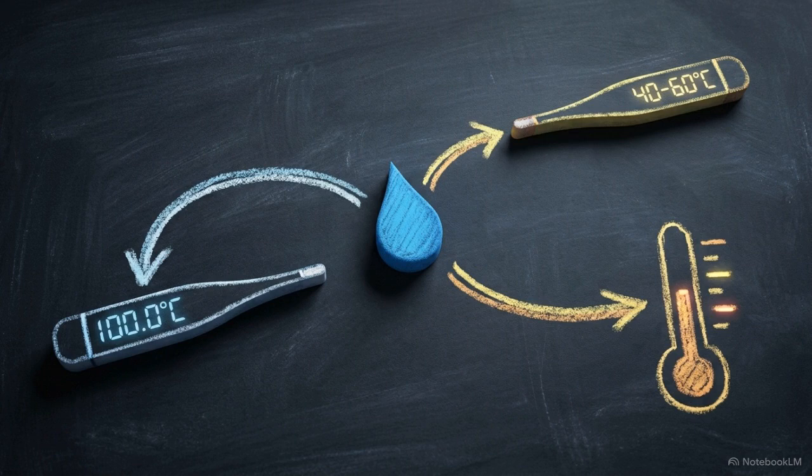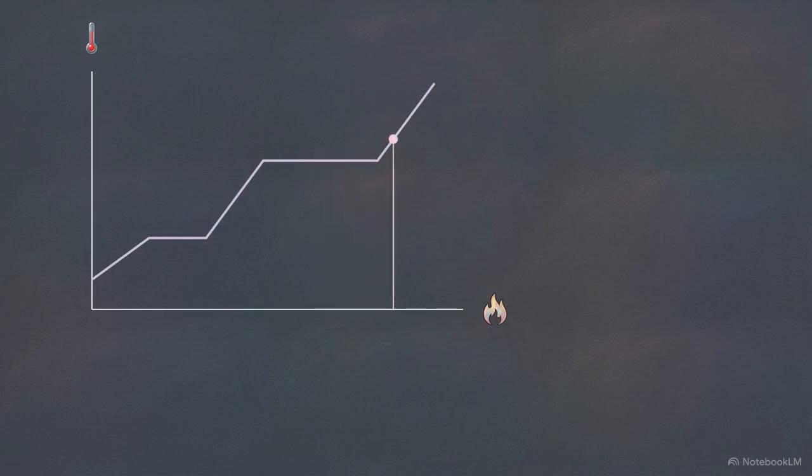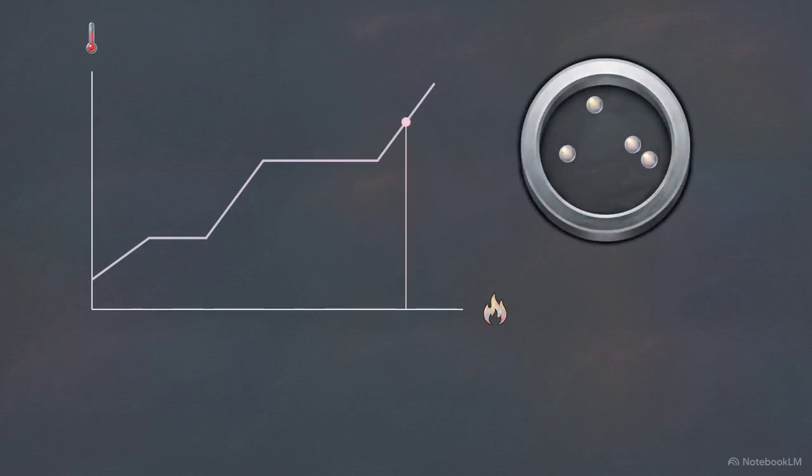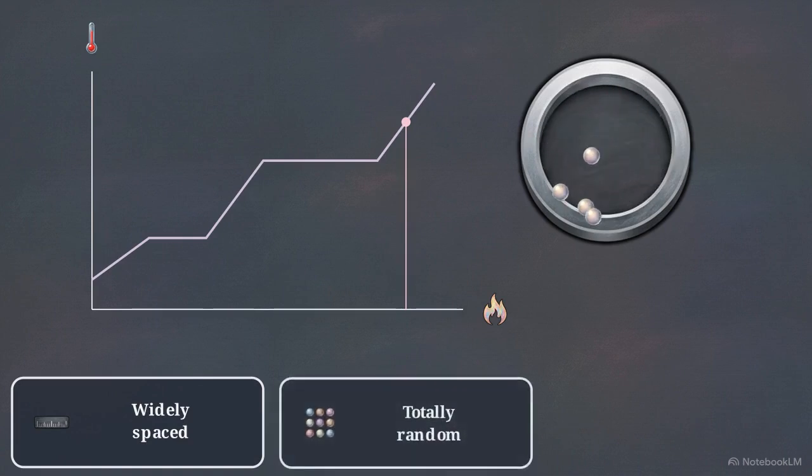Boiling occurs only at one specific, fixed temperature. It is also a bulk process happening throughout the liquid, forming bubbles that rise. Evaporation is different. It occurs at any temperature below boiling, strictly as a surface process where only top particles escape. After boiling is complete, we move up the final slope into the gaseous state.